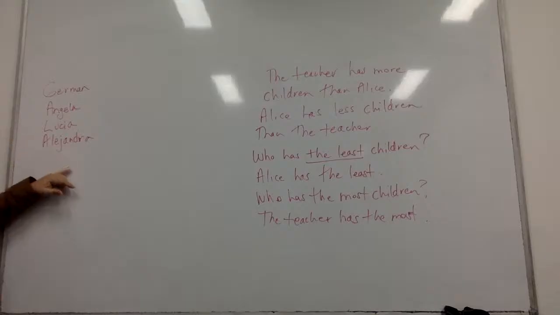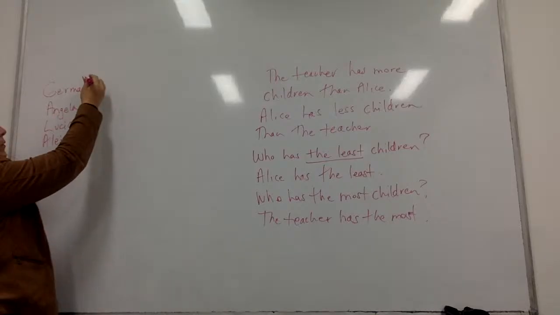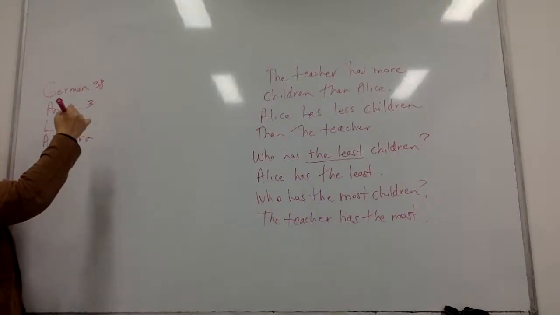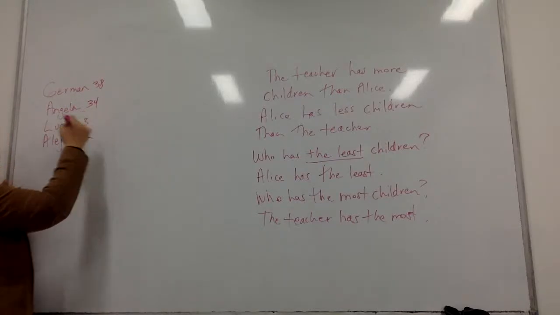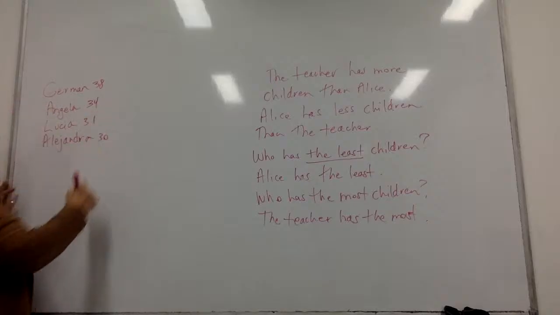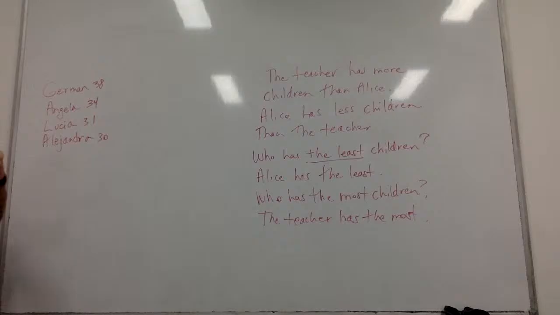So how old is Germán? 38. And you're 36. 34. Lucia is 31. And Alejandra? 30. Oh, you guys are all together. Yeah, pretty much together. Especially these two. So what can we say about this?